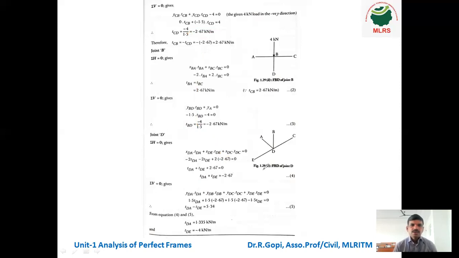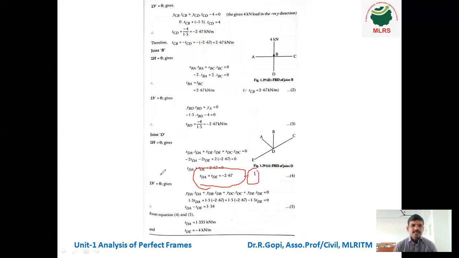So here you can see there are two unknowns, one is XDA and XDE. There are two unknowns, so we can't calculate. So keep as it is. Consider this as equation number 1.